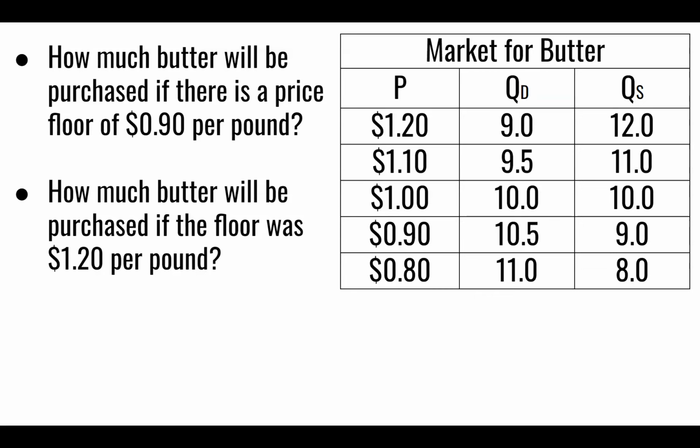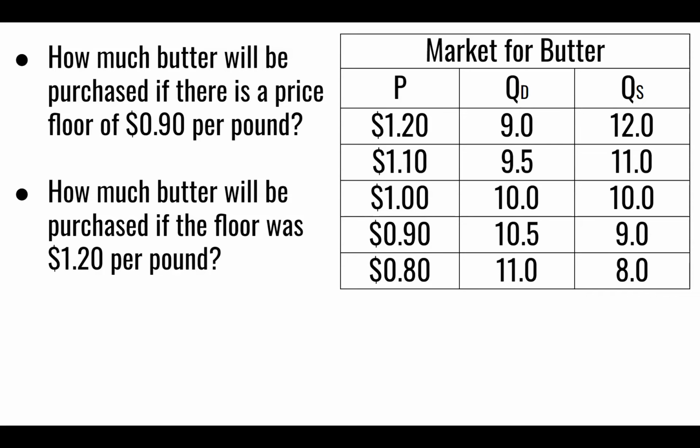Price floor is intended to stop price from falling. Would the price in the market fall to 90 cents? The answer is no. It would stop at $1. It's not going to go any lower because it stops at equilibrium. So if you were to ask yourself how many pounds of butter would be sold if the price floor is 90 cents, I would say 10 will be sold because that price floor is ineffective.